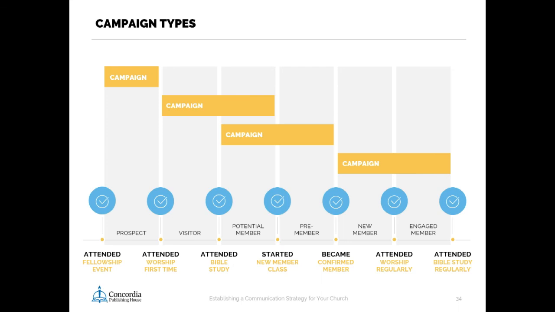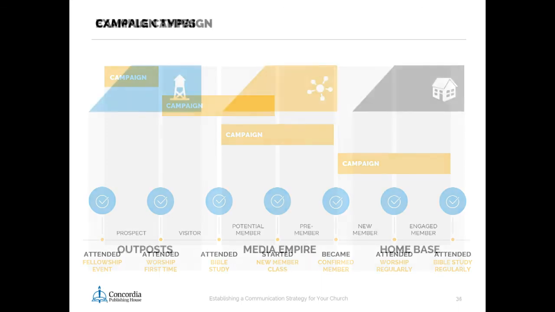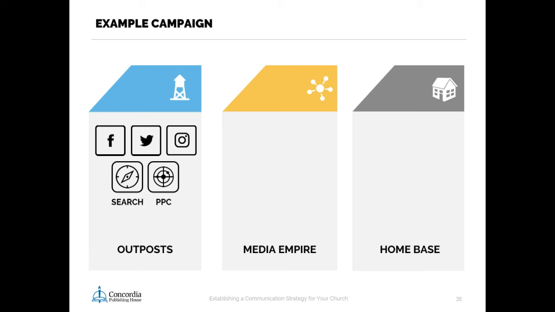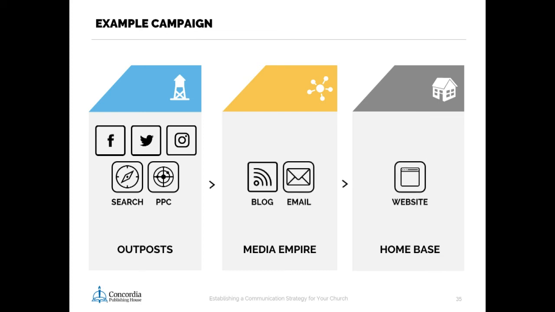So within each campaign, this is where the framework comes in. You start looking at how, for this communication campaign, based on the persona that I'm targeting, what tactics do I do? So lay it out with Outposts, Media Empire, Home Base. You put your social channels in there, your Media Empire things, your blog, your email in there, and your website. So you look at that individual campaign, what that message is for the persona, and choose which ones go in there. I put those all in as an example, just to show where they might fall.